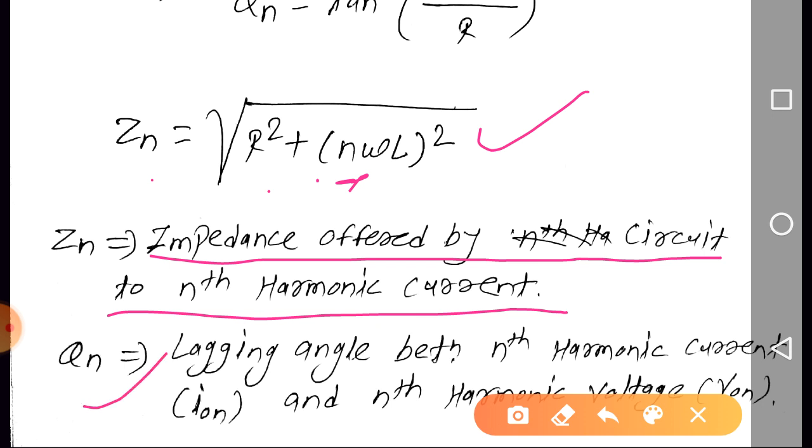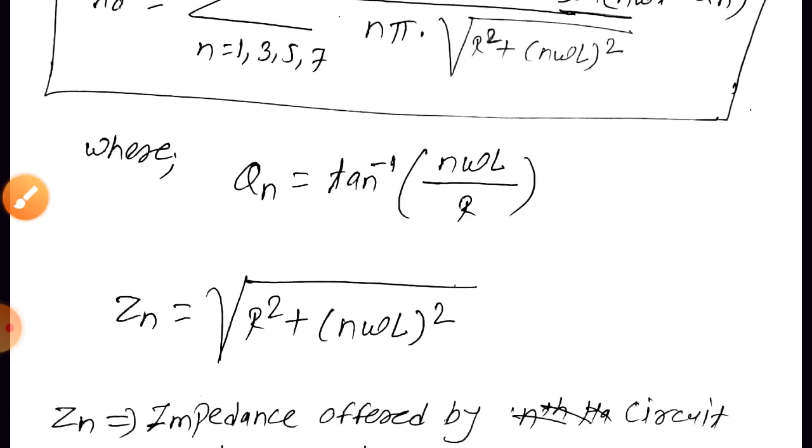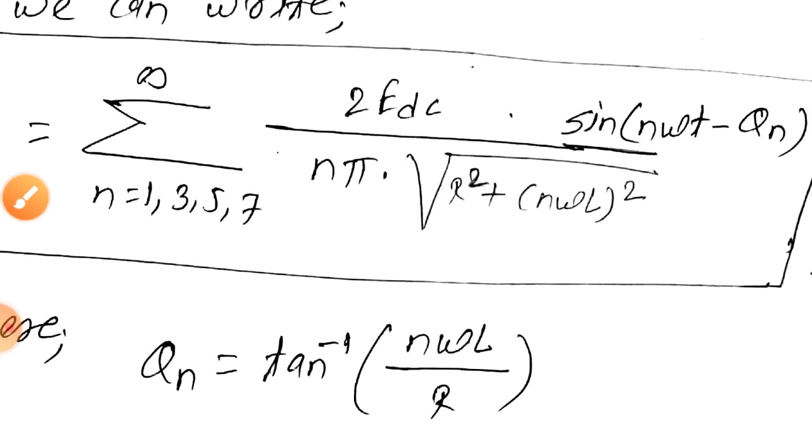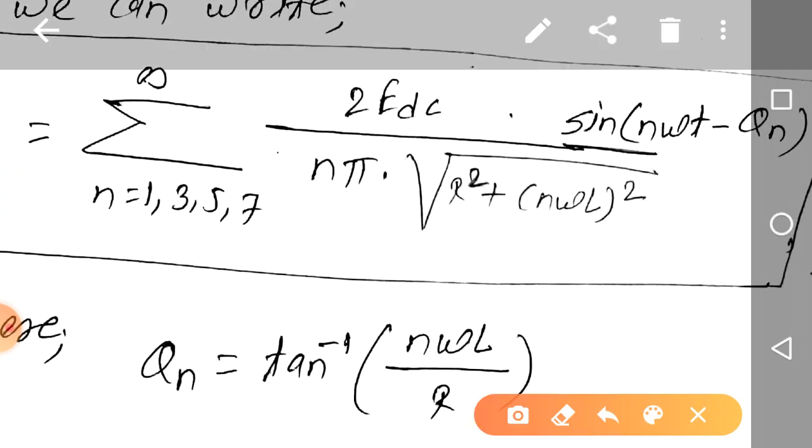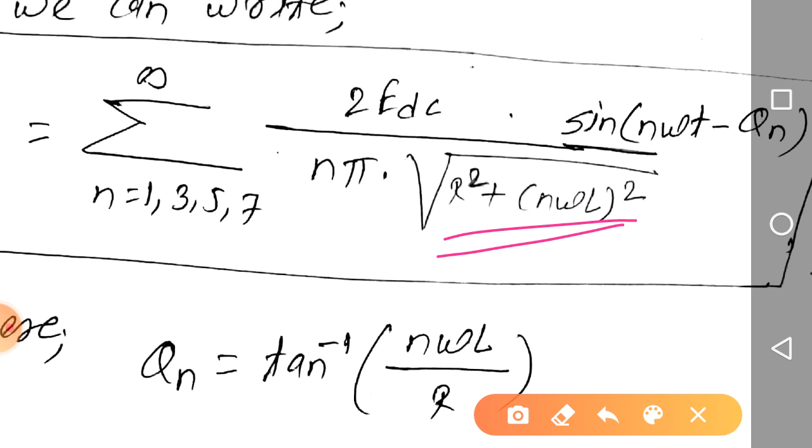And theta n is the lagging angle between the nth harmonic current and the nth harmonic voltage, right? So are you getting the point? What is the change? Here we need to consider under root R square plus n omega L bracket square. This is I0.